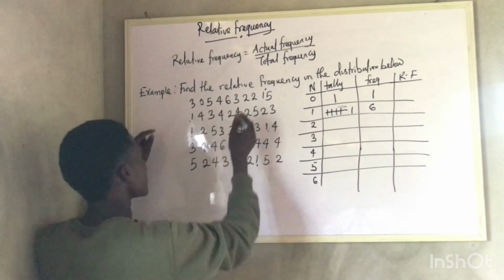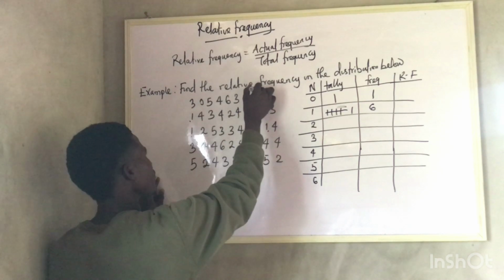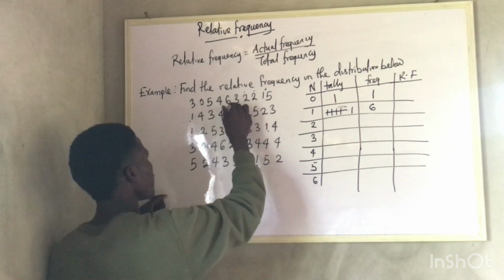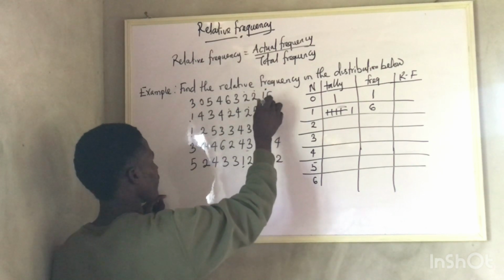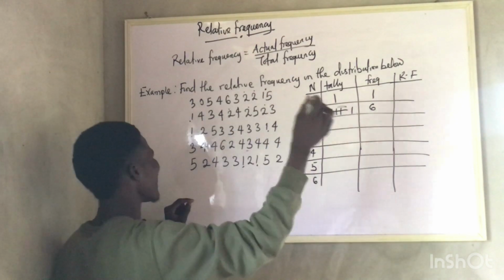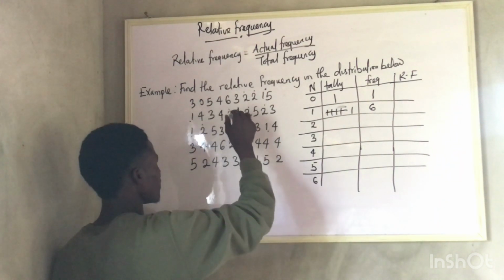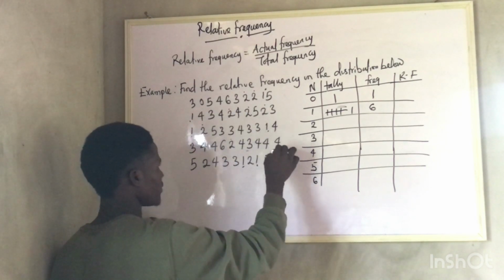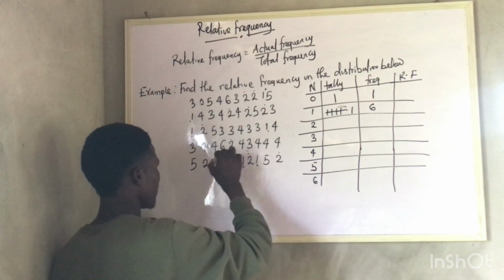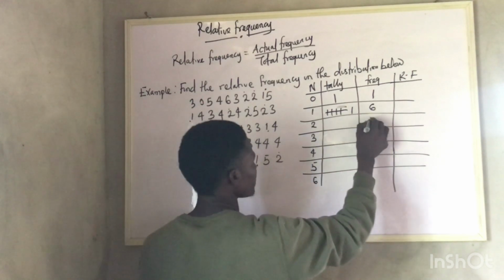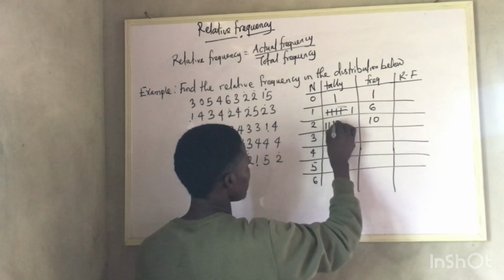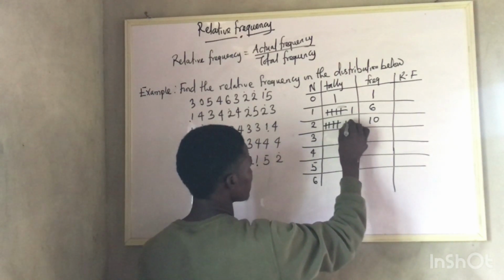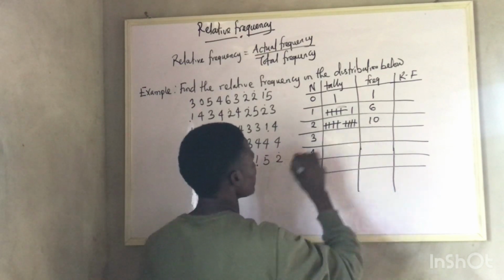2. How many times now? 1, 2, 3, 4, 5, 6, 7, 8, 9, 10. You can see I'm checking line by line. So this is 10.